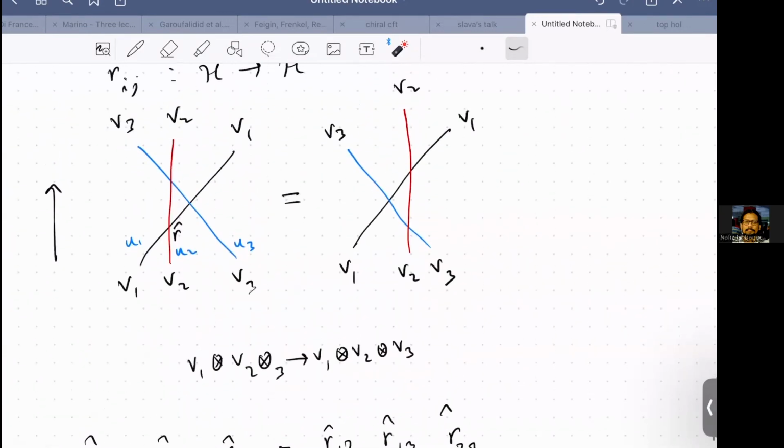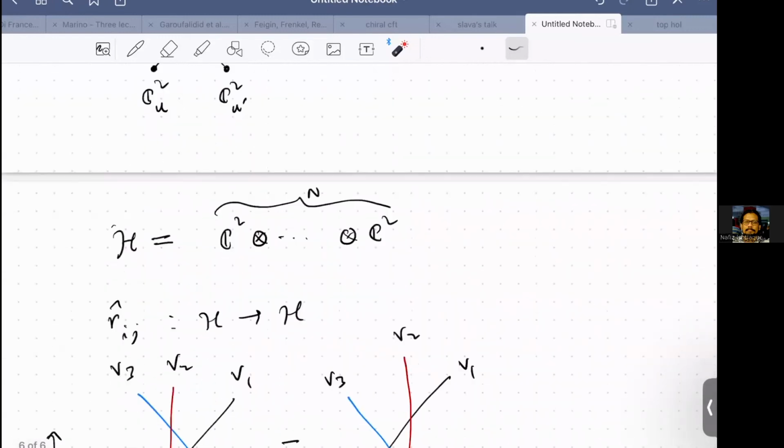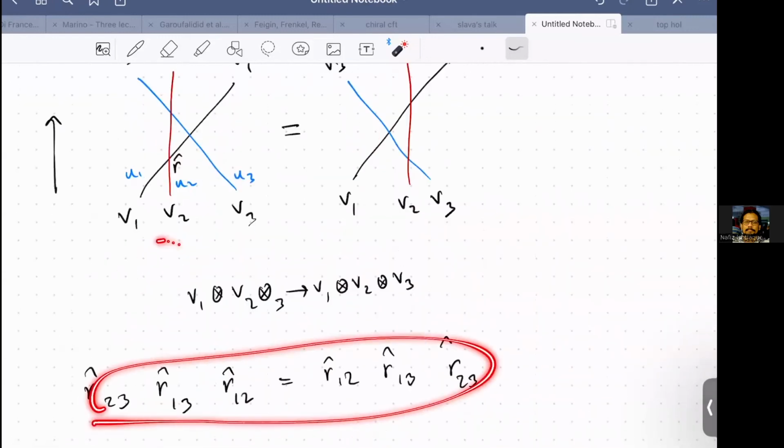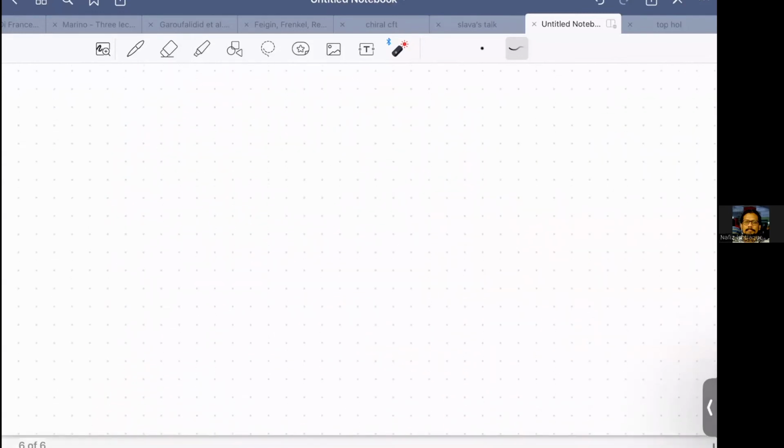Okay, so given an R matrix that satisfies this equation, you can always construct a monodromy matrix in the following sense.